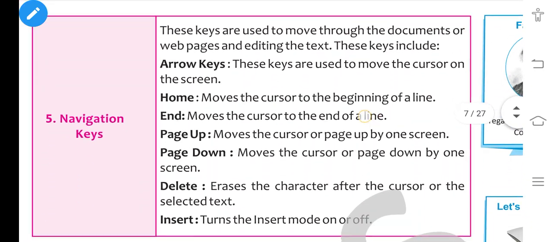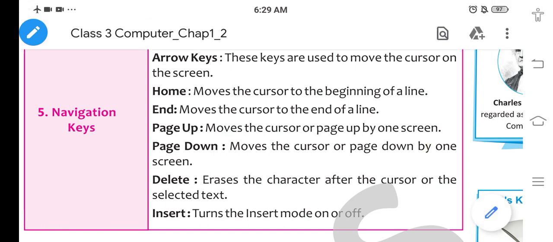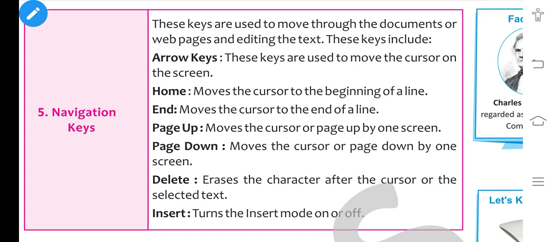Now, the next group of keys is navigation keys. These keys are used to move through documents. There are many keys under navigation keys, and those keys are arrow keys, page up, page down, delete and insert. Whenever we are making any documents, we use these types of keys also.